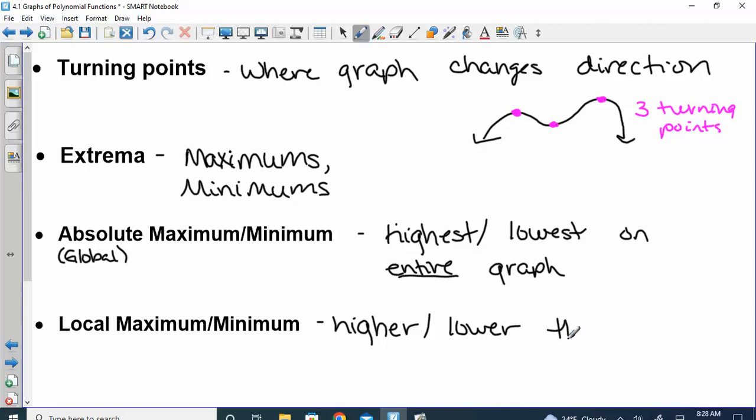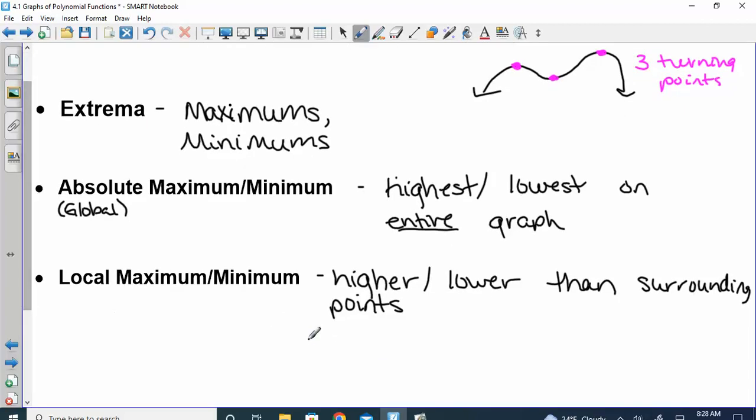A local is higher or lower than surrounding points. Not necessarily the entire graph. Local cannot be endpoints.